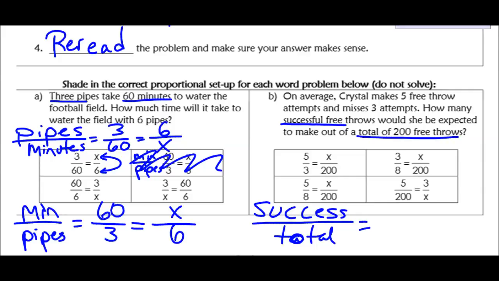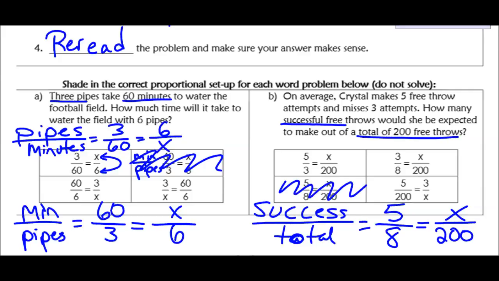So she's making 5 free throws and missing 3. That means she has 5 successful free throw attempts and 8 total. She's making 5, missing 3. That's a total of 8 shots. We want to know how many she's going to make, how many successful free throws she's going to have out of 200. That's that option just below the first one. So that's the bottom left option. 5 out of 8 is the same thing as some number out of 200.